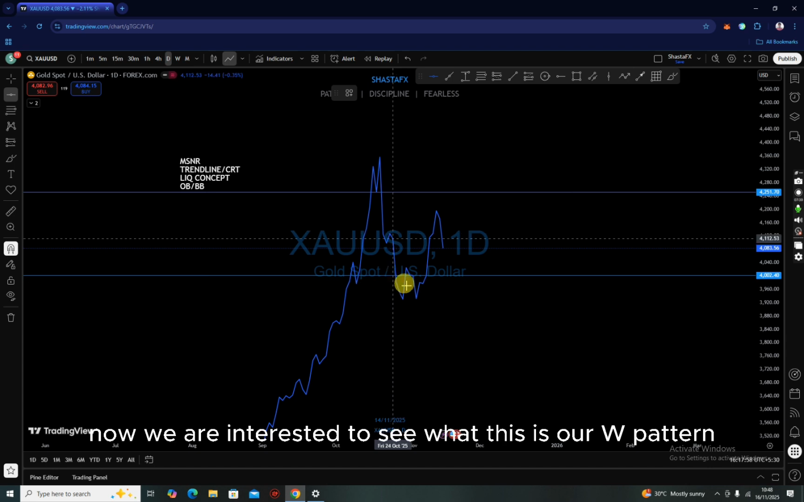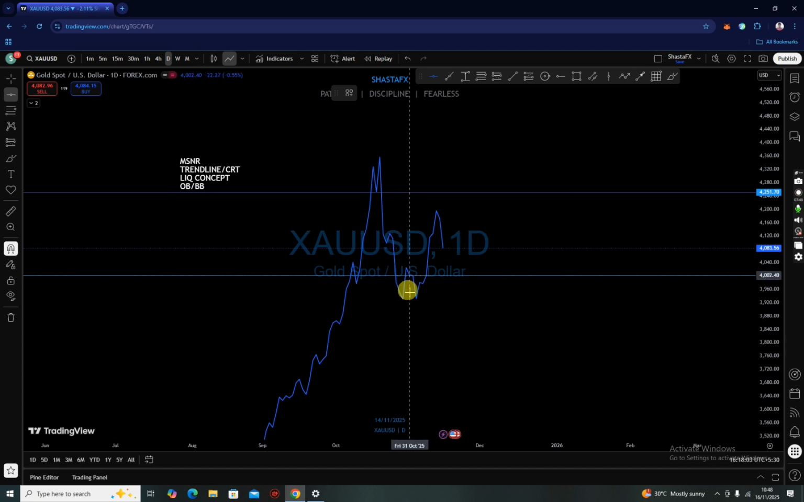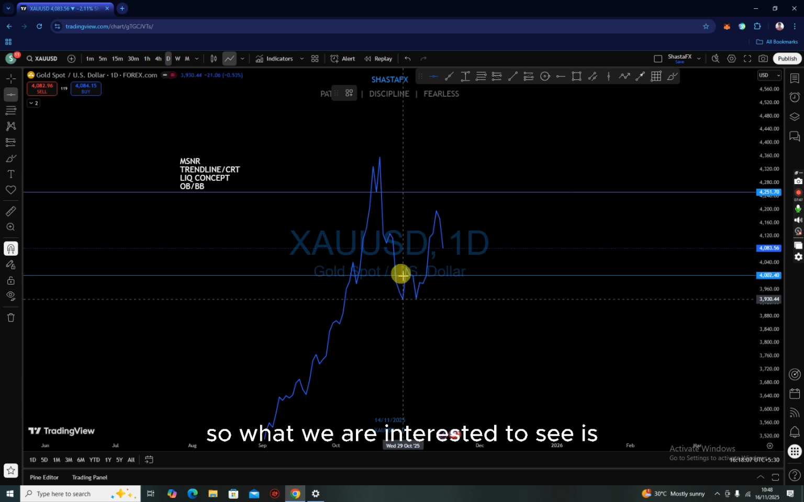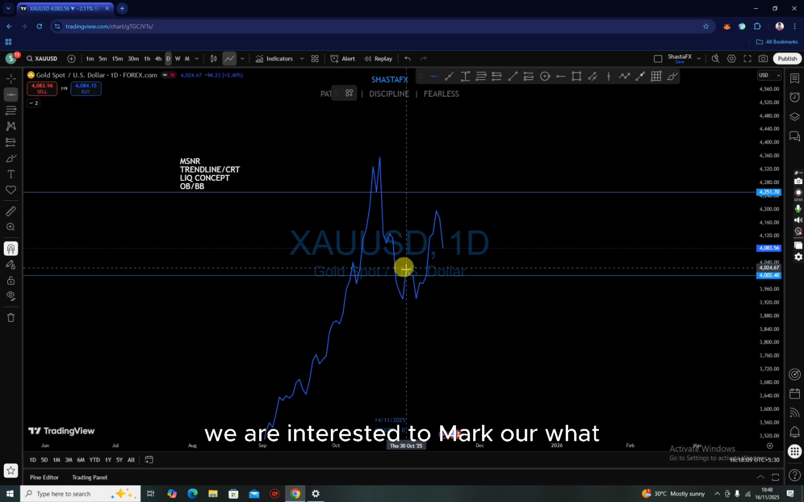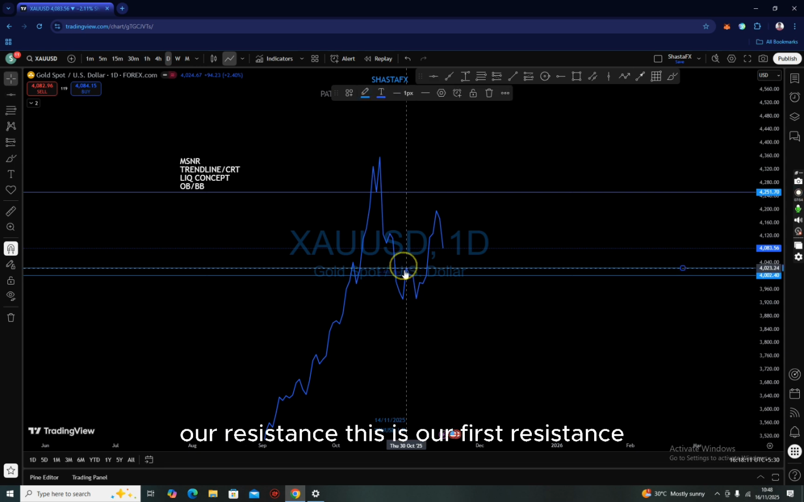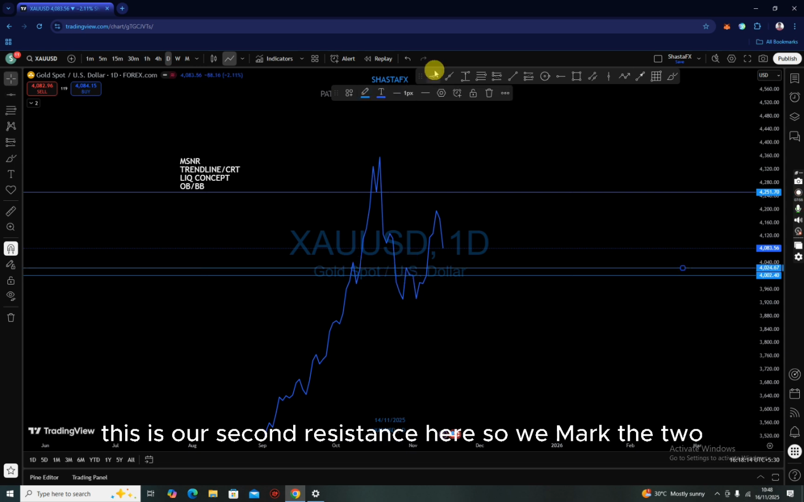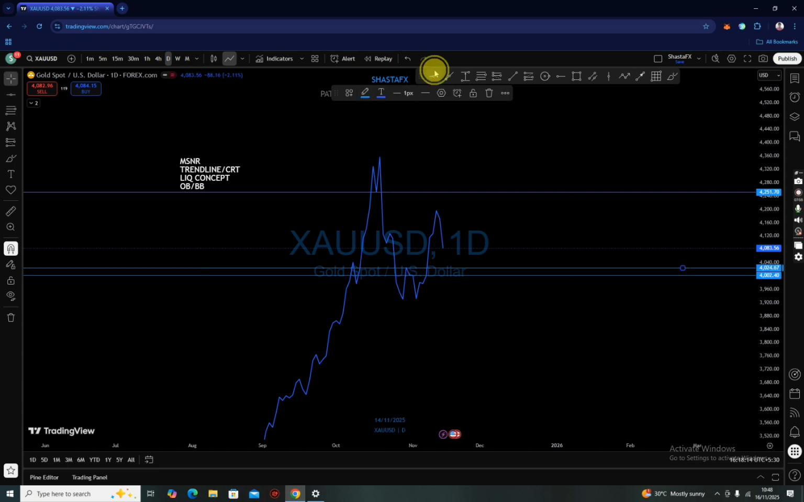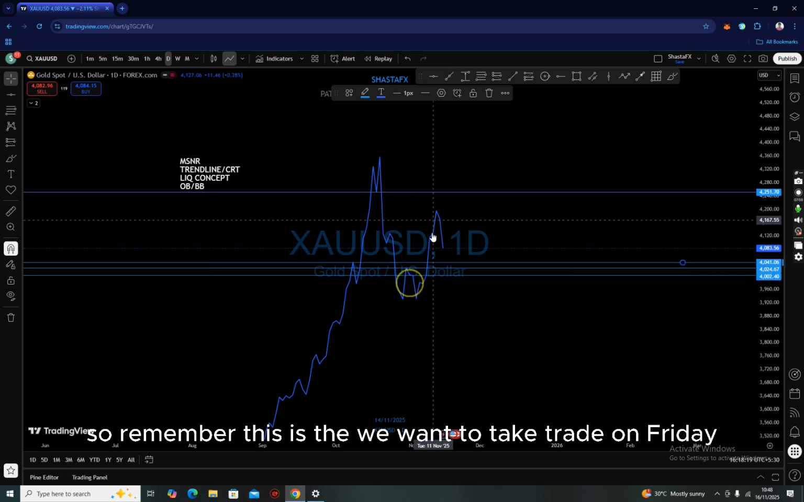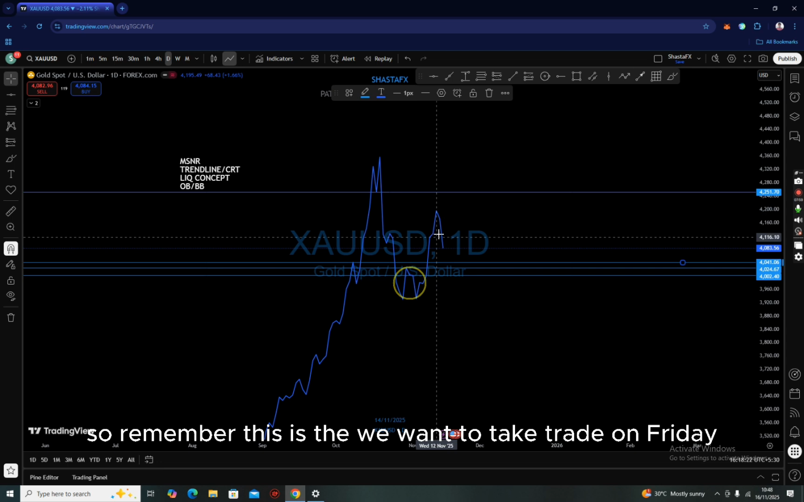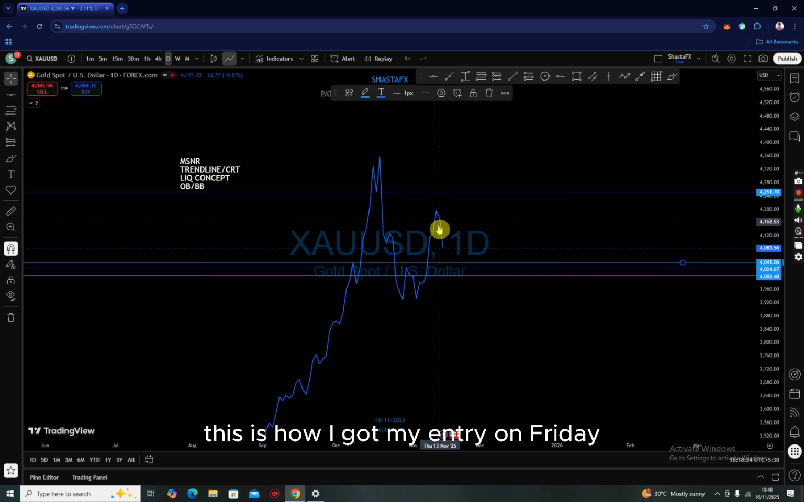Now we are interested to see this W pattern, where market made a W pattern before it started going up. So what we are interested in is marking our resistance. This is our first resistance, this is our second resistance here. So we mark the two. This is the leg before pushing up. So remember, we want to take a trade on Friday. This is how I got my entry on Friday.